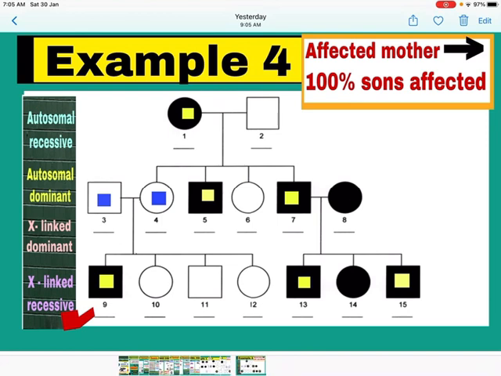So by applying these rules, we can identify 4 patterns in a given pedigree. Clear? Remember these for quick answers.